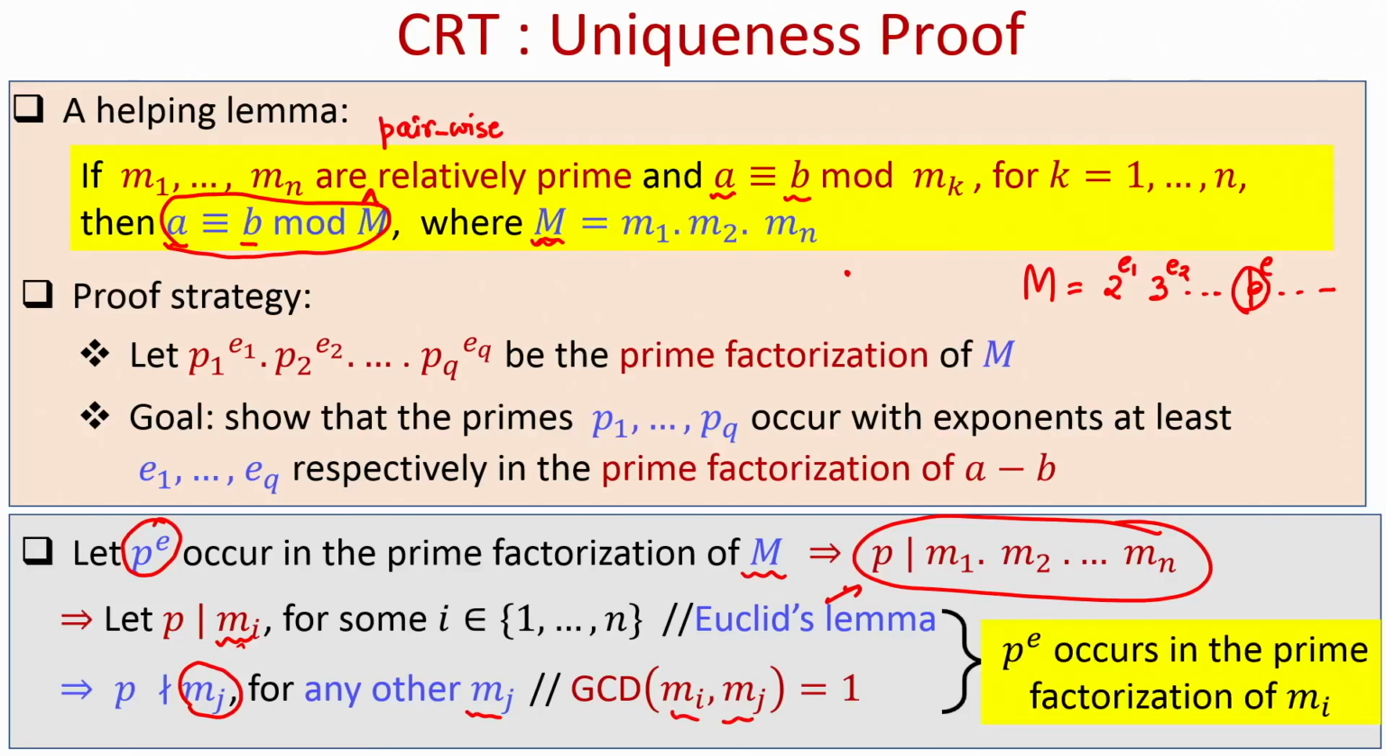And if p does not divide any other modulus mj, and I know that p power e is occurring in m as in the prime power factorization, then the only way the contribution p power e can come in the prime power factorization of m is because the p power e was contributed in the prime power factorization of mi itself.